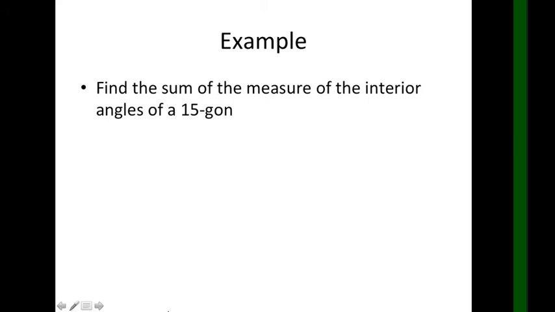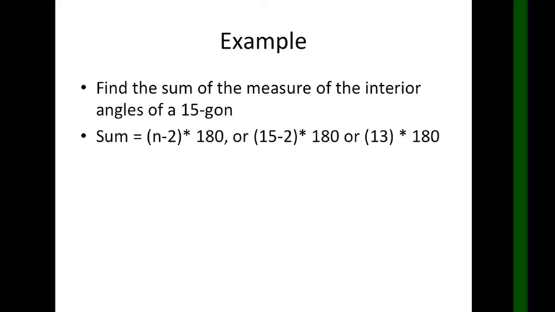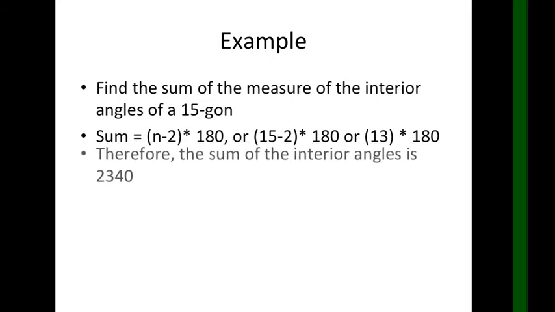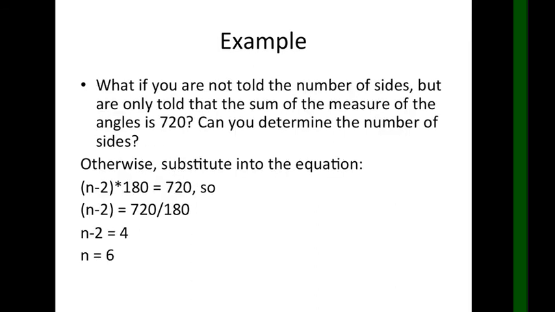Example: find the sum of the measure of the interior angles of a 15-gon. So there are 15 sides. The formula is (n minus 2) times 180. That's (15 minus 2) times 180, or 13 times 180. Therefore, the sum of the interior angles is 2,340.